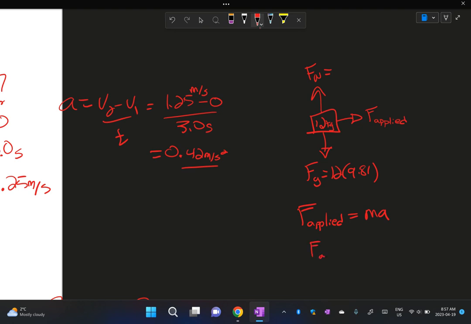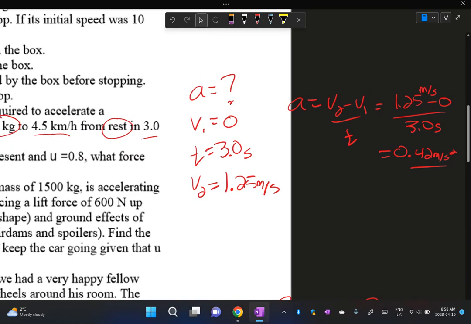So I'm just going to shorten it to FA is equal to 12 kilograms, and we know what the acceleration is. It's 0.42 meters per second squared. So the applied force, again, I'm going to match it and make sure there's no issue with the answer. I'm going to go 12 times 0.42, and I get roughly 5 newtons. So I'm going to circle that, and I'm going to check this one out.